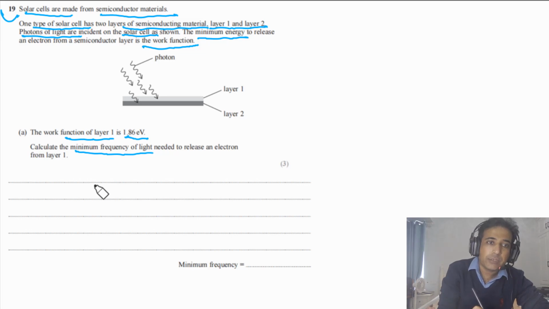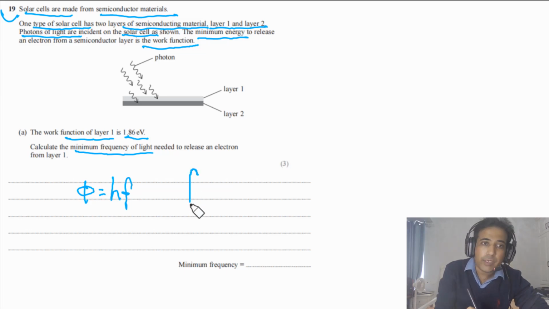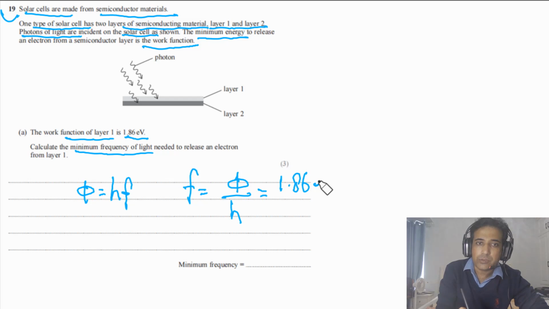So for this question, first thing we need to understand is that work function is equal to h times f, meaning Planck's constant times frequency of electromagnetic radiation. We need to find the minimum frequency of EM radiation. So simply this will be equal to work function divided by Planck's constant. For this question, we have the value of work function, which is 1.86 electron volts.